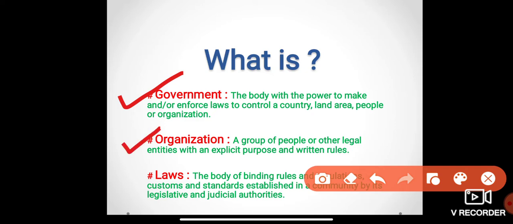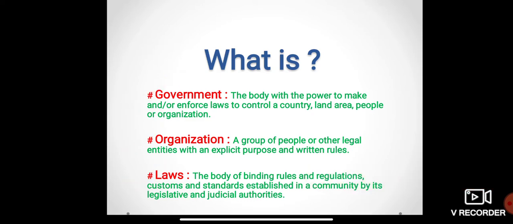And what is organization? It is a group of people or other legal entities with an explicit purpose and written rules. They are known as organization. And lastly, what are laws? The body of binding rules and regulations, customs and standards established in a community by its legislative and judicial authorities. They are known as laws.